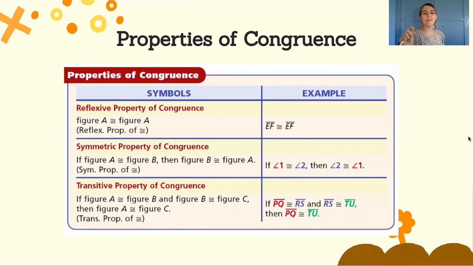The second is the symmetric property of congruence. That says I can flip the order of my two statements, and it's still congruent. So if angle 1 is congruent to angle 2, then angle 2 is congruent to angle 1. Finally is the transitive property. This says that if two things are congruent to the same thing, then they're also congruent to each other. For the example, it uses lines. So if two lines are congruent to RS, then they're both congruent to each other.